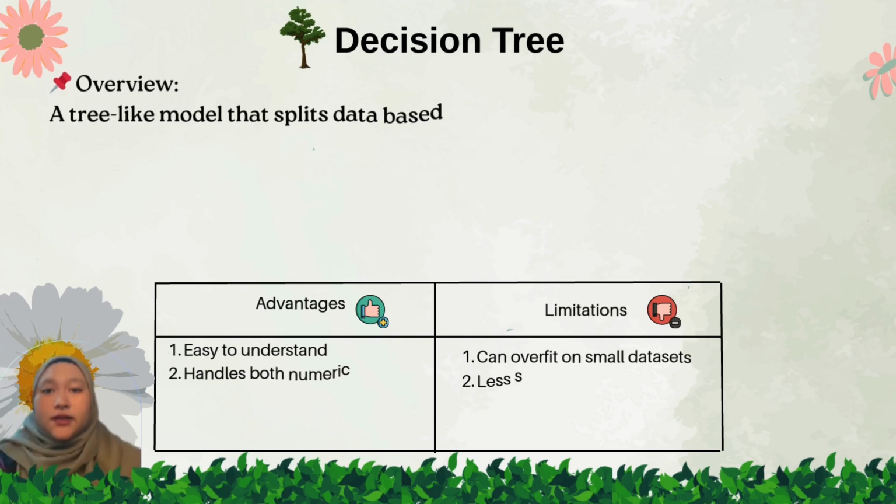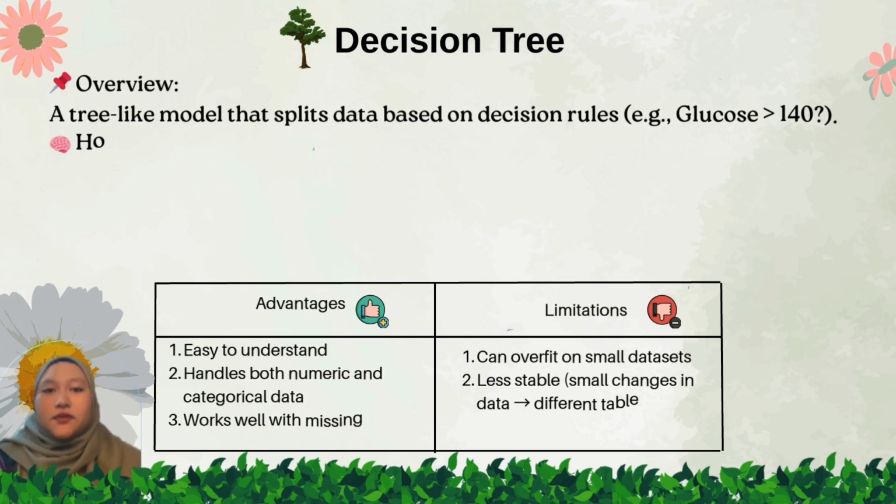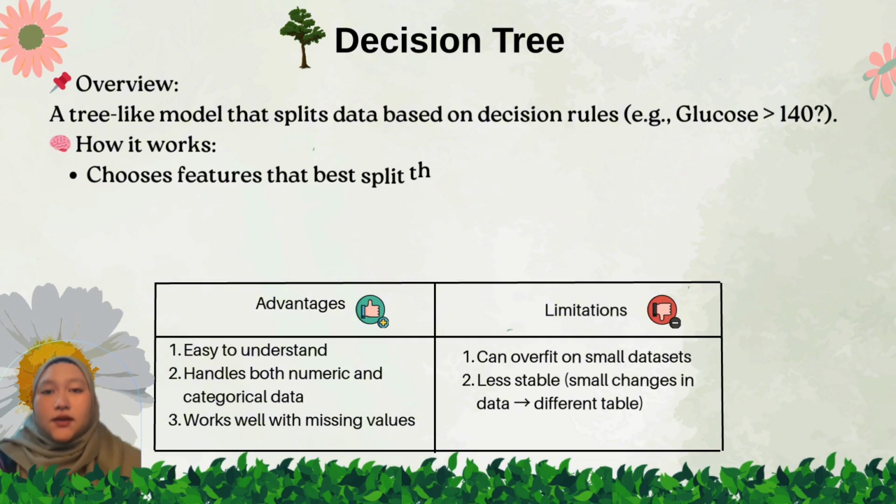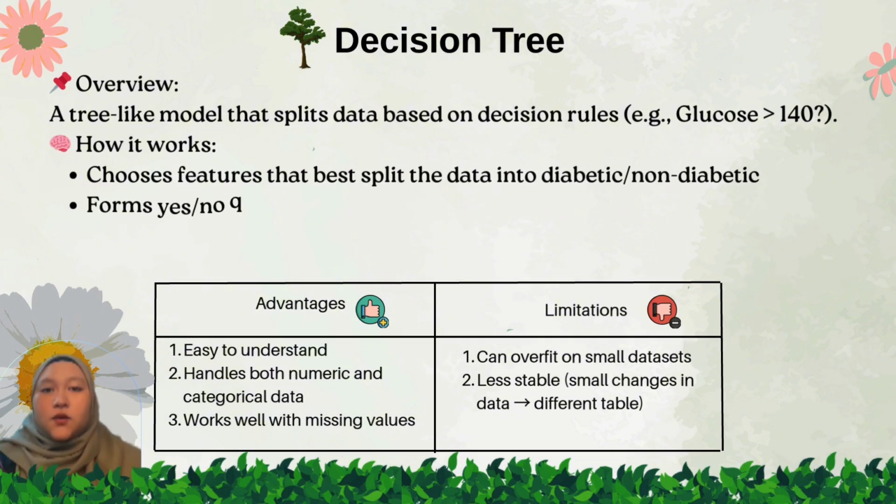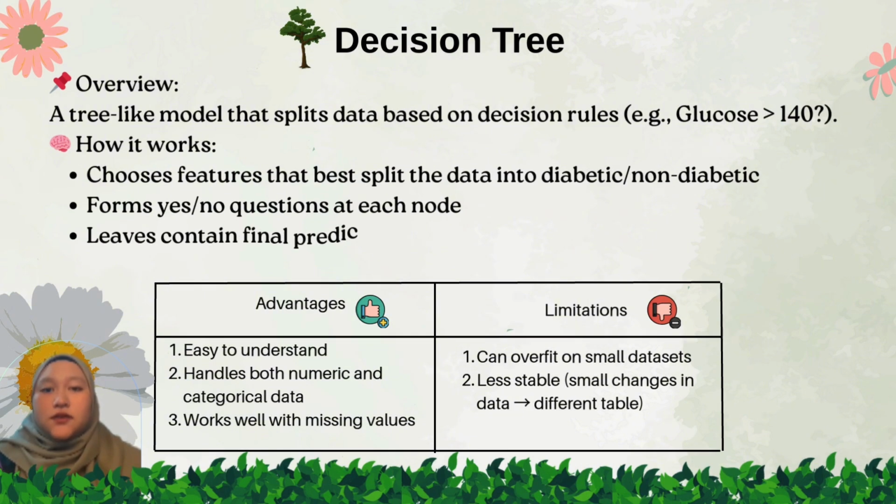For the decision tree, it is a tree-like model that splits data based on decision rules. Example, glucose greater than 114, yes or no? So, how does it work? It chooses the feature that best splits the data into diabetic and non-diabetic. It forms a yes or no question at each node. The leaf contains the final prediction.